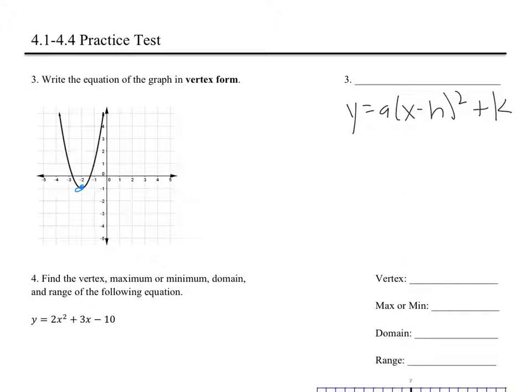So my vertex here, I'm going to write my vertex. It would give me (-2, -1). So again, that's my h value and that's my k value.